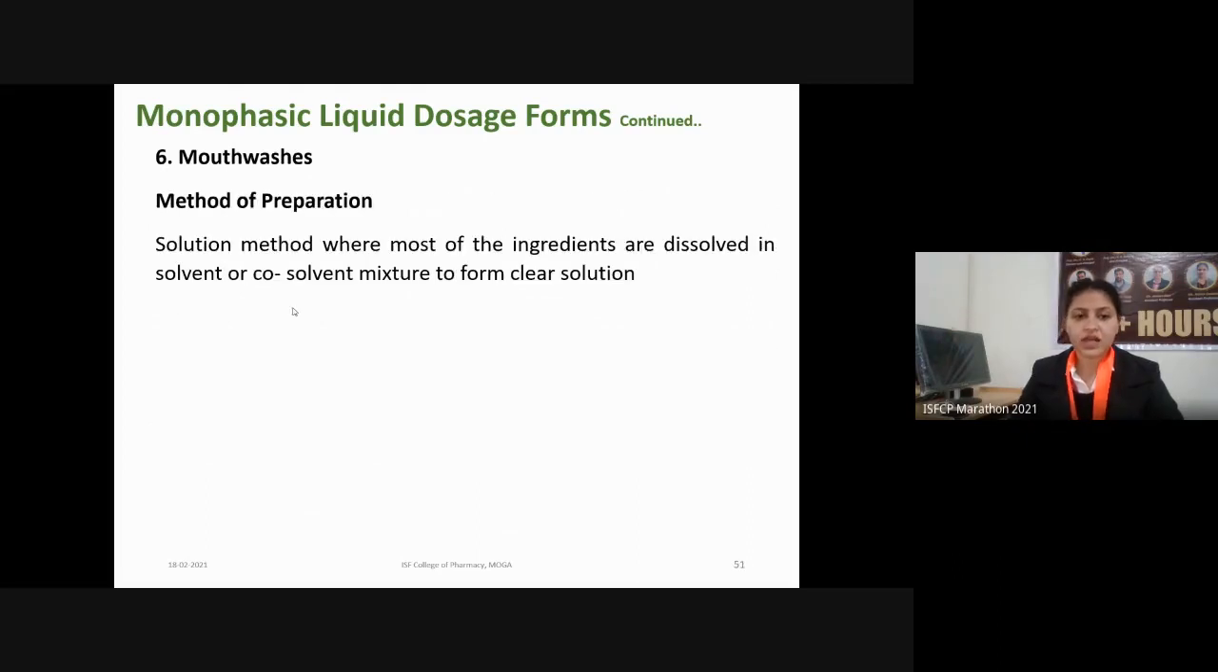Now, the methods of preparation of mouthwashes. Simple solution method is used to prepare the mouthwashes. We just have to solubilize all the ingredients in the solvent and co-solvent till a clear solution is obtained. Just we have to solubilize all the ingredients in the vehicle. By this, we can get the mouthwashes.